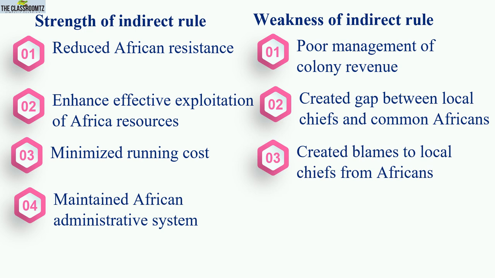Created the blames to local chiefs from Africans. It was indirect, and the local chiefs received the order from Europeans. So when the order is too difficult to be implemented, all of the blames were sent to local chiefs and not to Europeans. So Europeans were not part of the game. They are giving you instructions and they're leaving you there. When instructions were difficult to be implemented, those blames come back to local chiefs.